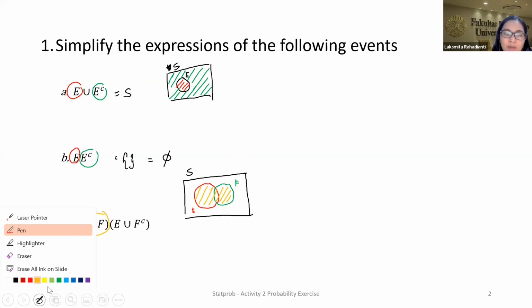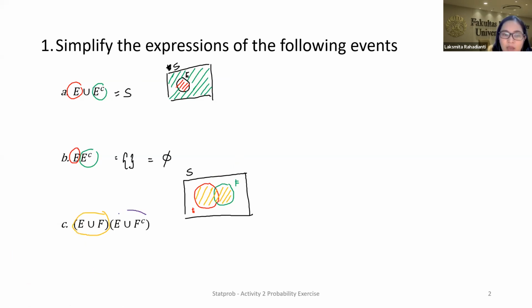Now the next one is a little bit trickier. So we have E union F complement. So let's work on the F complement first. So F complement would be everything other than F, correct?